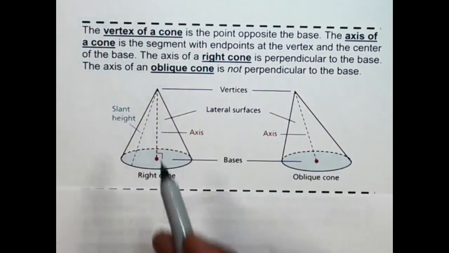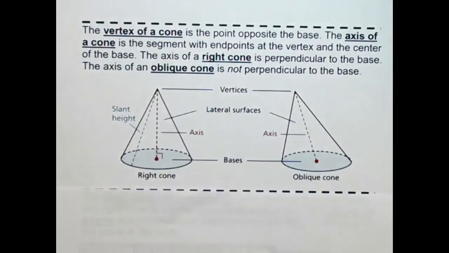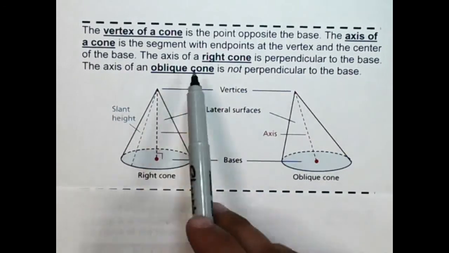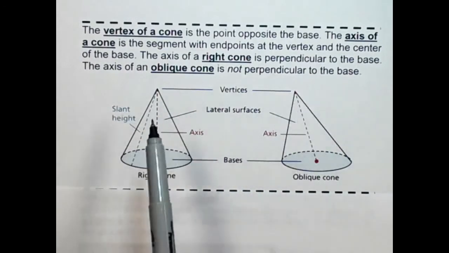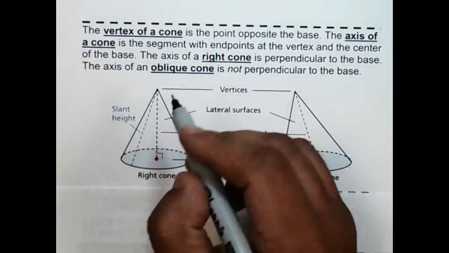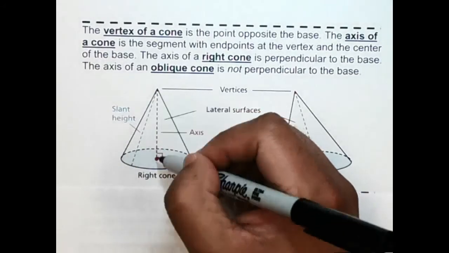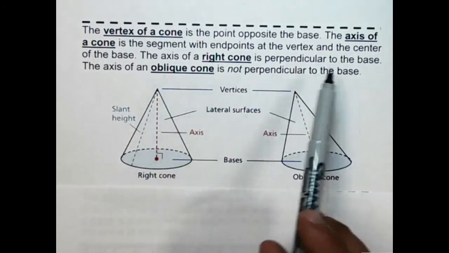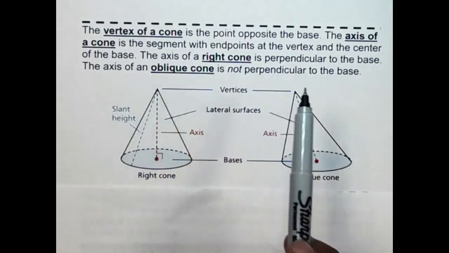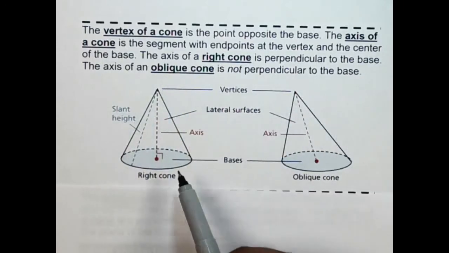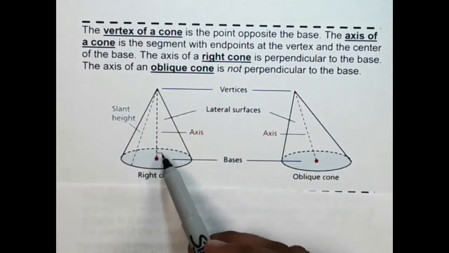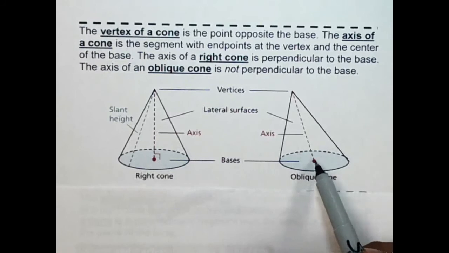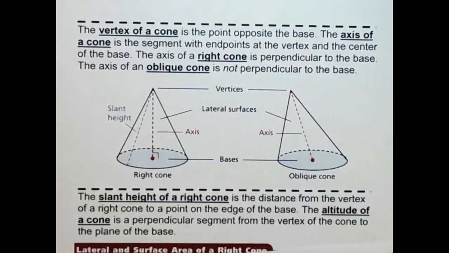And it's similar. The vertex of the cone is opposite the base. The axis of a cone is a segment with the endpoints at the vertex and the center of the base. So this would be my axis of the cone. The axis of a right cone is perpendicular to the base. The axis of an oblique cone is not perpendicular to the base. So that's why you see this 90-degree angle here, but you don't see anything on this drawing over here.